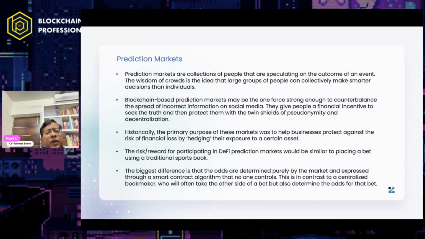The initial idea of prediction markets was again hedging the risk. So let's say you operate in oil, and you know that the price of oil is going to increase. So you may put a buy order today, that in future you are going to buy this much oil at the current rate, right? So that way you are hedging the risk.